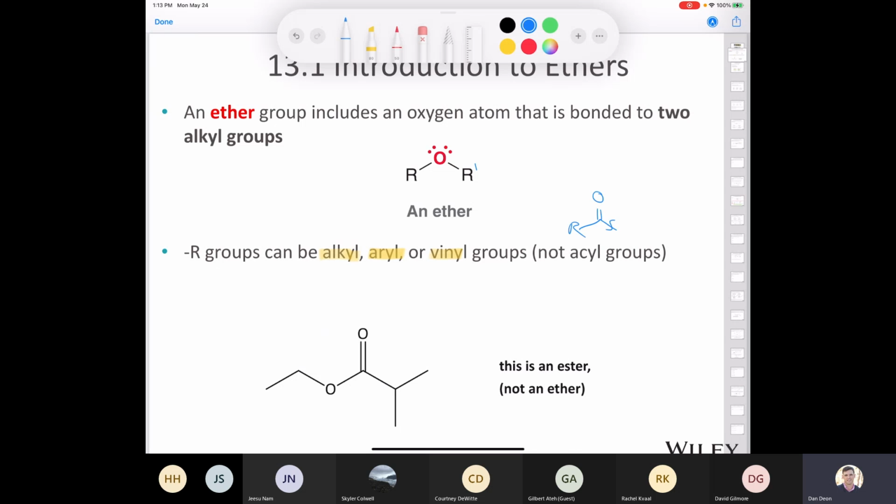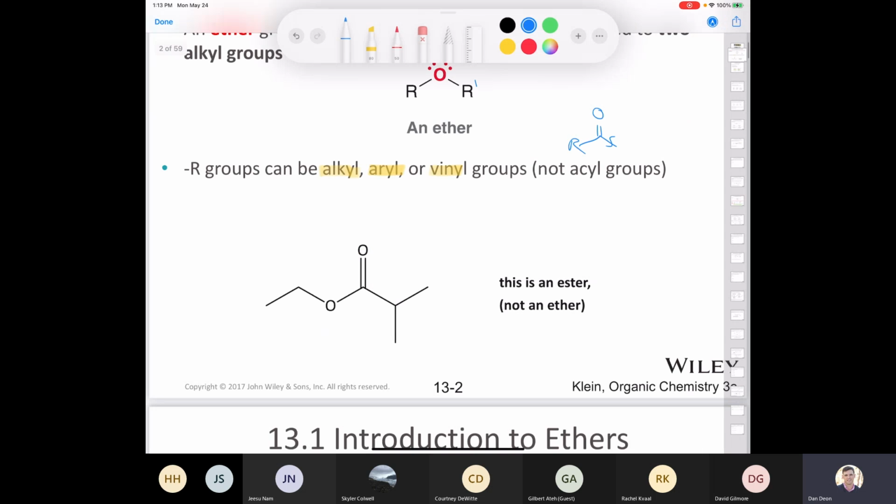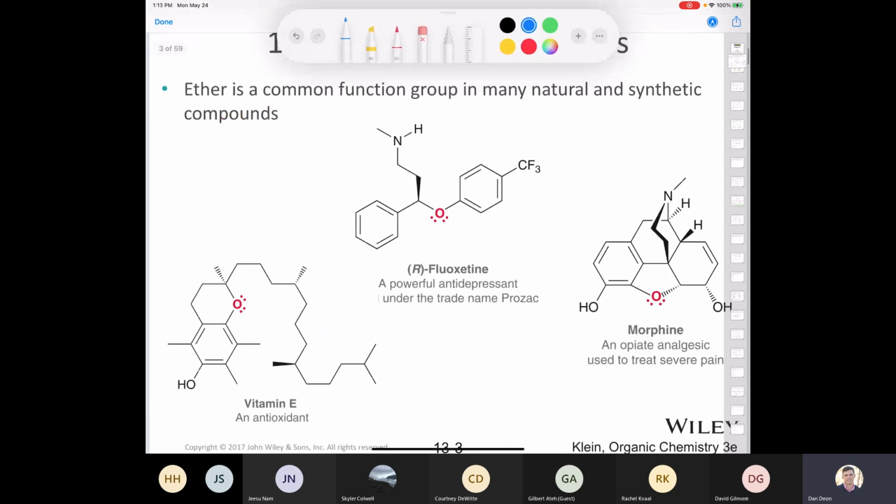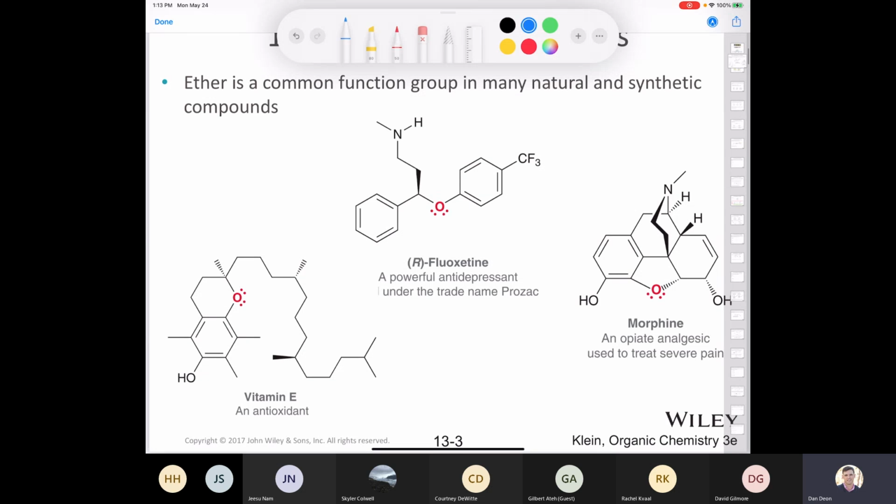Well, where do we find ethers in our everyday life? Ether is a common functional group in many synthetic and naturally occurring compounds. One that you've probably heard of is Prozac. It was a really popular drug and still remains a popular drug. I think it was first marketed by Pfizer, but that's neither here nor there. You can see that in the Prozac molecule, we have an ether functional group. We have that oxygen, an aryl group over here, and an alkyl, and then there's some other stuff dangling off of that.